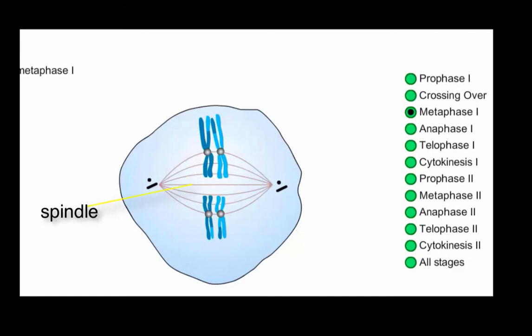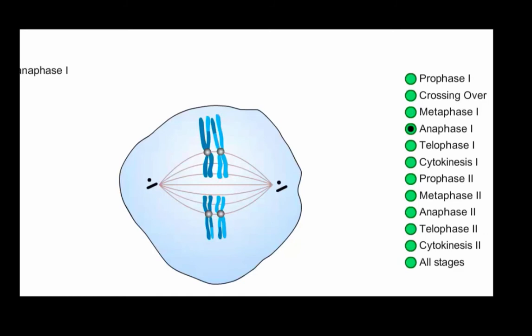So the spindle forms between the centrioles, so from pole to pole, and the homologous pairs, the bivalents, attach themselves onto the spindles by their centromeres. And you can see that they're in their pairs and they're in the middle of the spindle, so they're at what we call the equator.